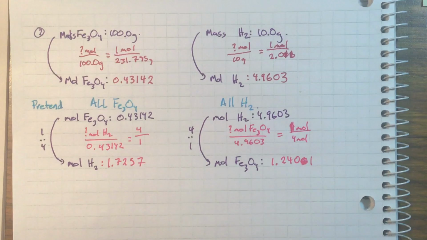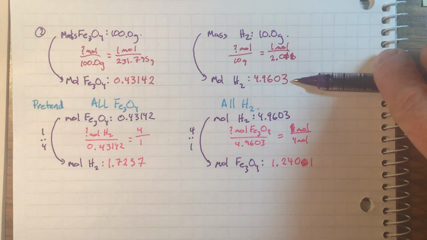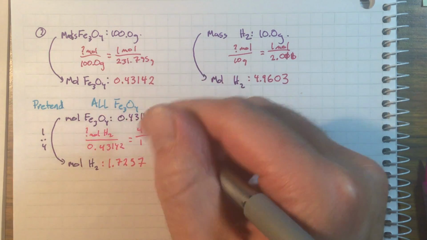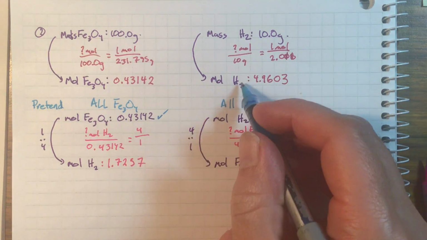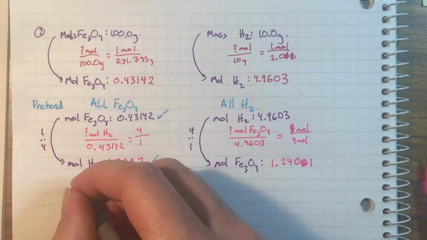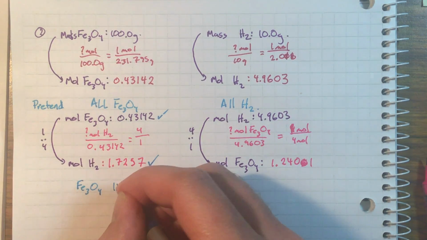All right, now let's check to see what we have. Remember, these are our actual lines. This is how much we actually have. So I'm going to choose this pen. Do I have this much iron? Yes, I have this much iron. Do I have this much H2? Yes, I have this much H2. That means Fe3O4 is limiting.